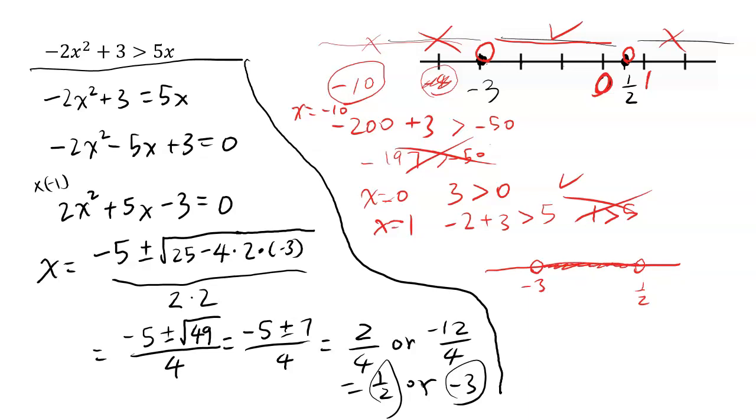In terms of the interval notation, it's the open interval from -3 to 1/2. And in terms of inequality, it's between -3 and 1/2. Now, this is two inequalities written at once. It's really saying x is greater than -3 and x is less than 1/2. So such an inequality is called a compound inequality. We're going to be using that a little later.